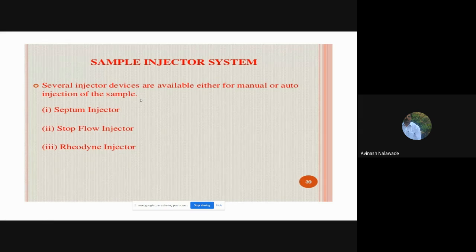Then see here, after pumps, the next most important point is the sample injection system, that is, how we are injecting the sample. You know that in the HPLC the sample size is very low. We are either injecting the sample manually or by the automated way. We have seen in the previous video how the sample is injected in the automated way. Several injection devices are available for manual or auto injection systems. That may be a septum injector, or a stop flow injector, or a Rheodyne injector.